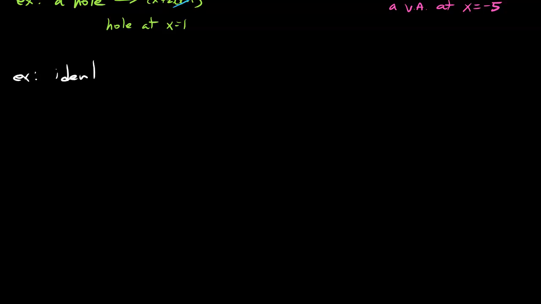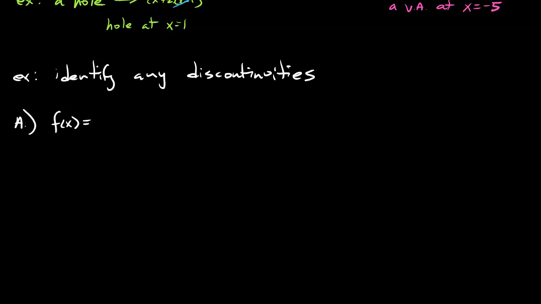So identify any discontinuities. Discontinuities. I hate this. The word is so hard for me to spell. Okay, so let's see. I wrote some equations down so we could pick some. Let's go with the first one. It will be f of x equals 1 over x squared minus 4.